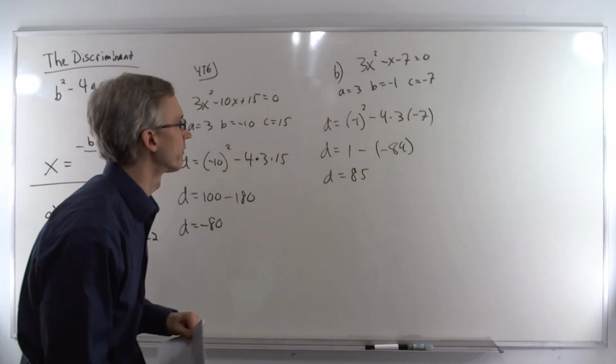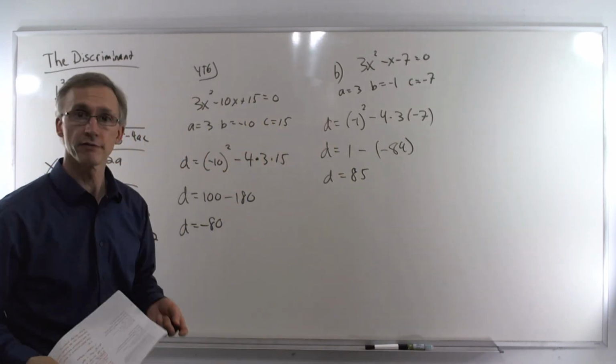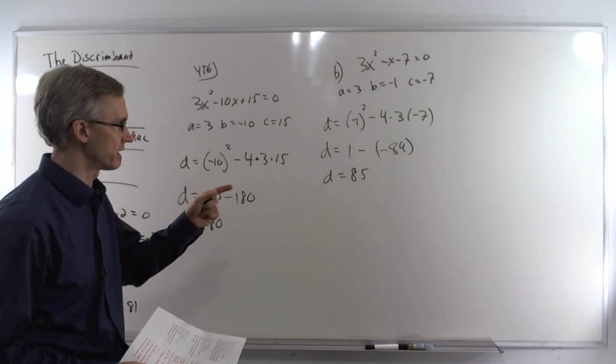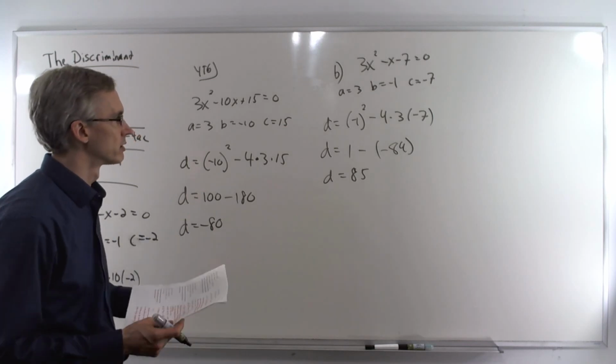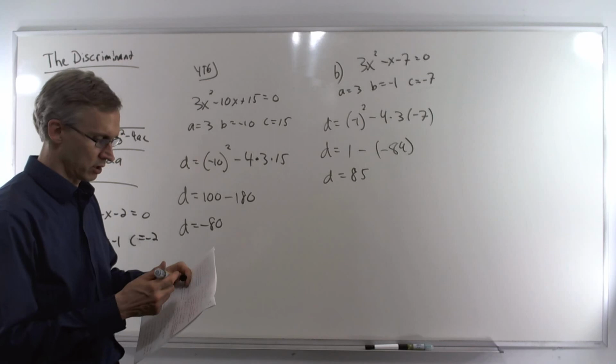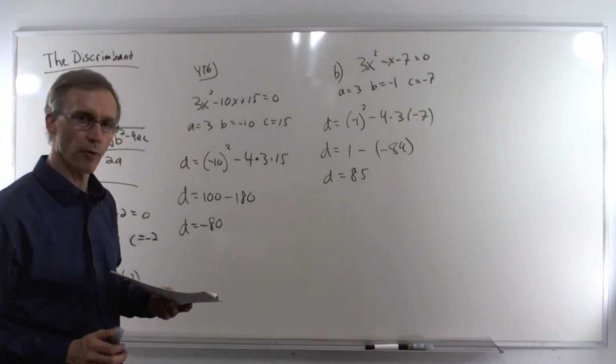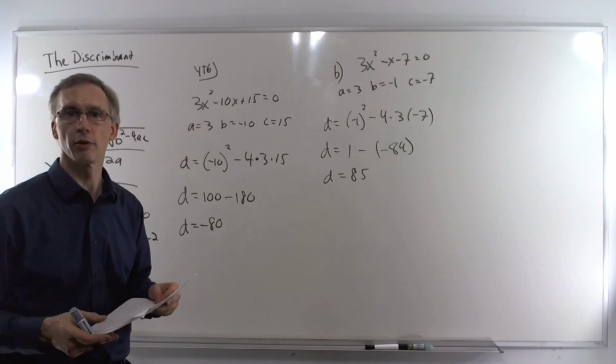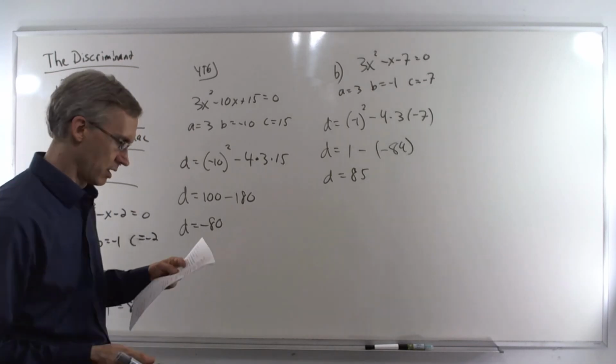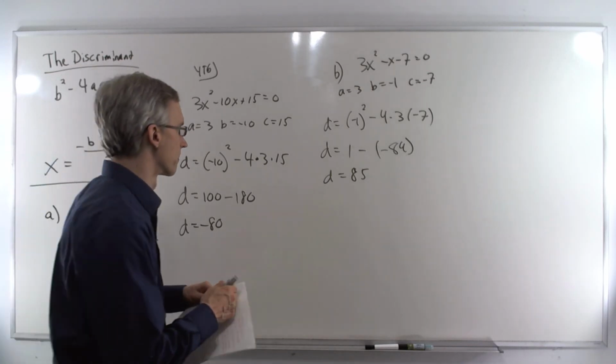D is 85. So it's positive, so it's two real solutions. It is not a perfect square. So that means we're going to have irrational solutions. Since the solutions are not rational, we're going to have to use the quadratic formula. Your turn, part B.